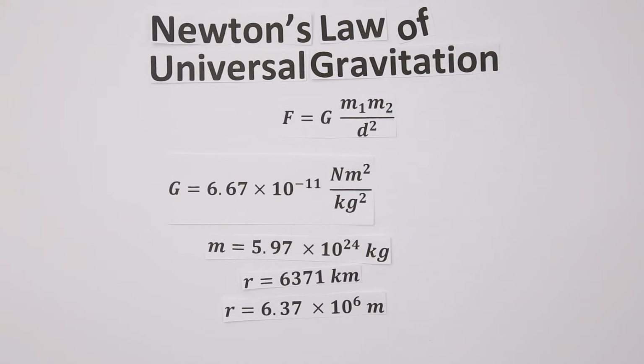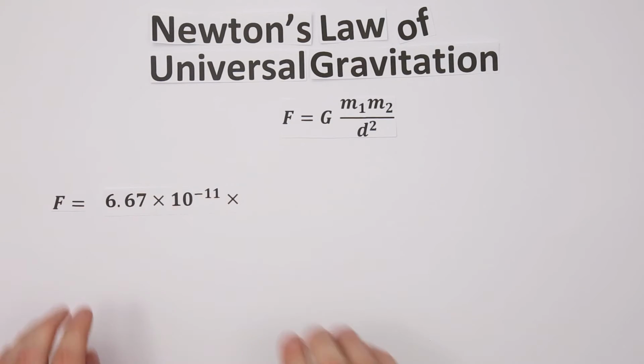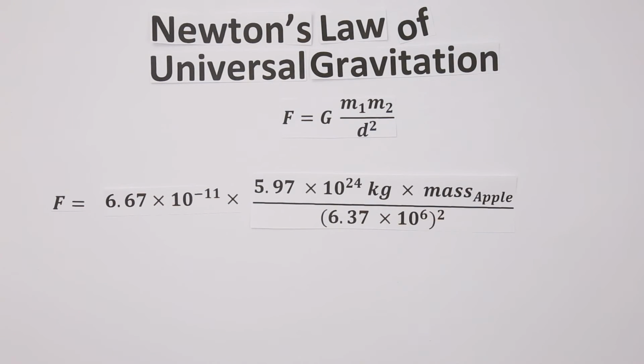We can now go back to the equation that we derived earlier and put in our values. First of all, let's keep the mass of the apple as a variable and input the mass of the Earth as well as its radius. When we solve this on our calculator, we can find that the answer is that our gravitational force is equal to 9.81 times the mass of our apple.